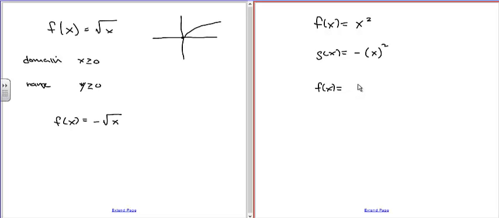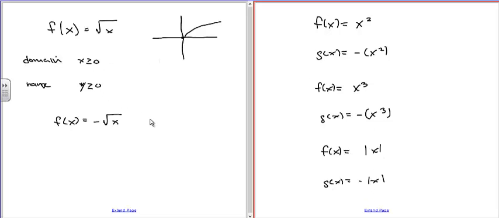If you have, let's say, x cubed, then you would have negative x cubed. Maybe I'll do it this way so that it's obvious that I'm cubing it and then changing the sign. And one more, let's do the absolute value. So the absolute value function g of x would be negative the absolute value of x.